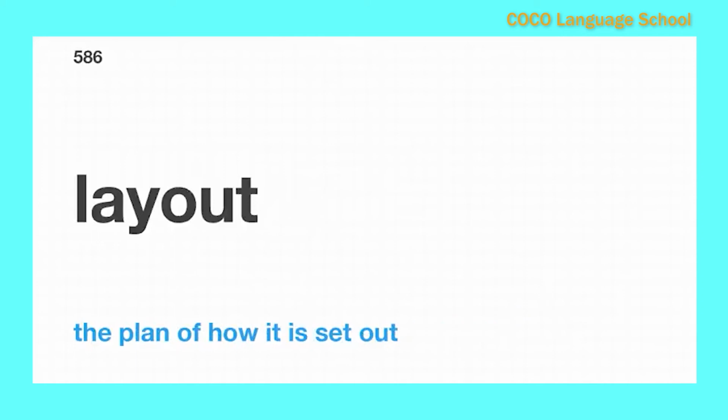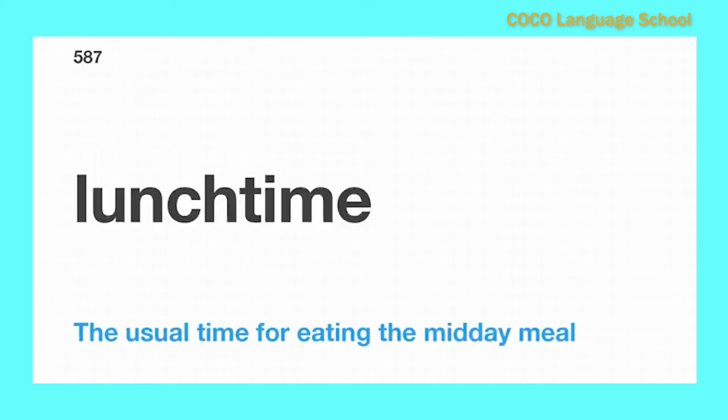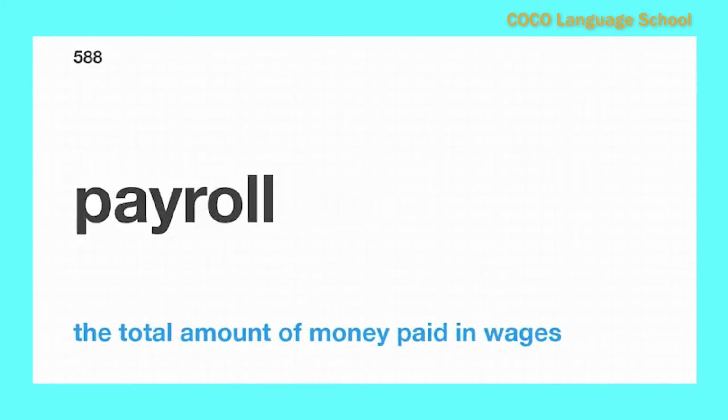The plan of how it is set out. Layout. The usual time for eating the midday meal. Lunchtime. The total amount of money paid in wages. Payroll.